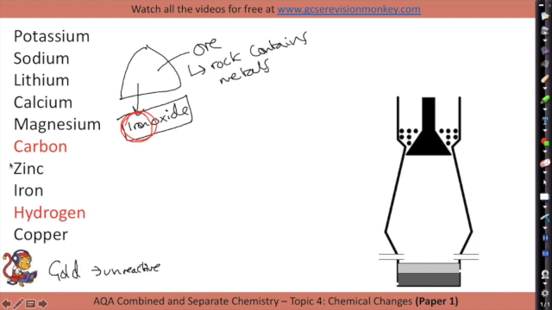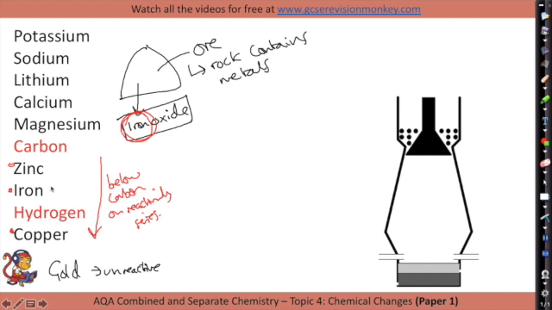Now, with iron, as well as zinc and copper, one way we can do this is by a process of reduction. And this can only happen with anything that is below carbon on the reactivity series. So we can't do reduction with potassium, sodium, lithium, calcium or magnesium because they themselves are more reactive than carbon.